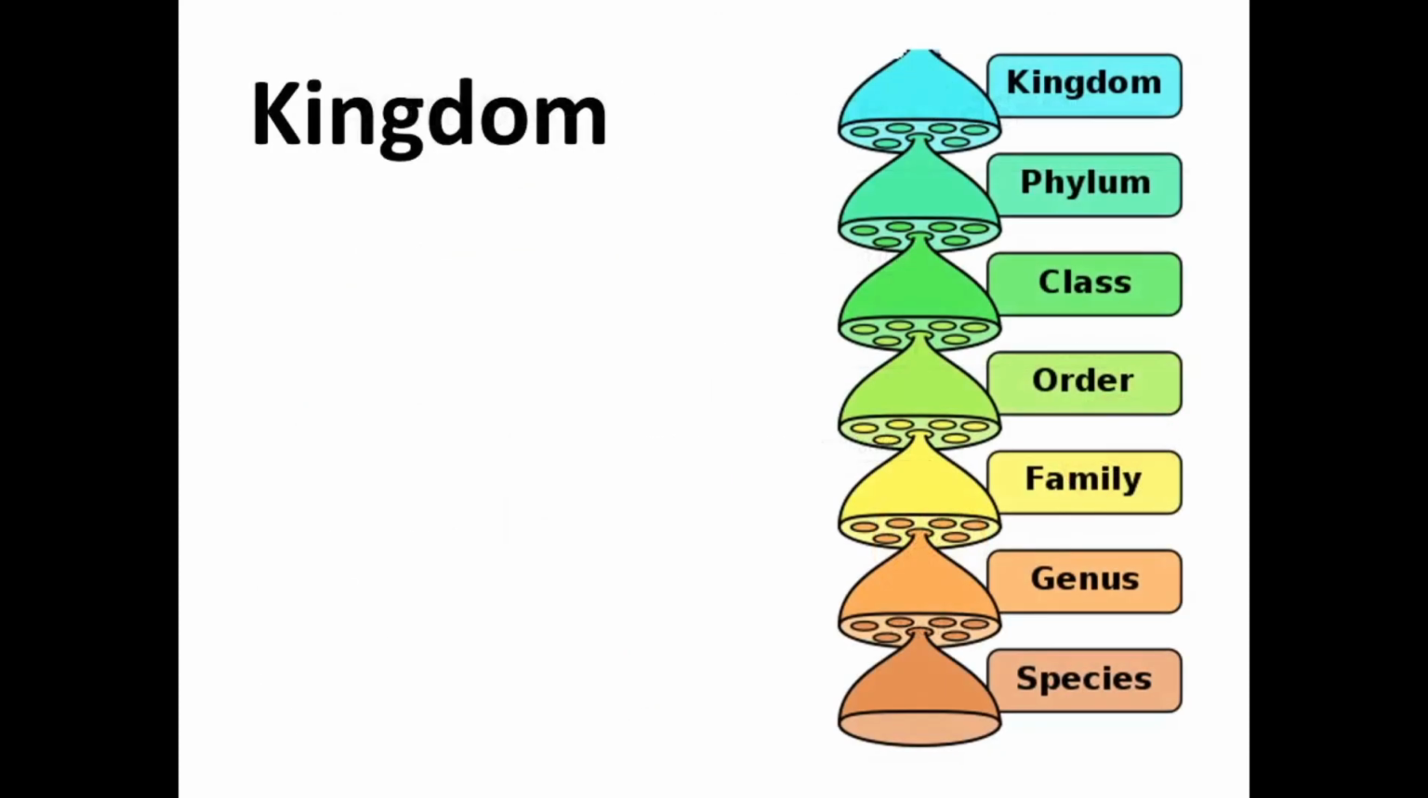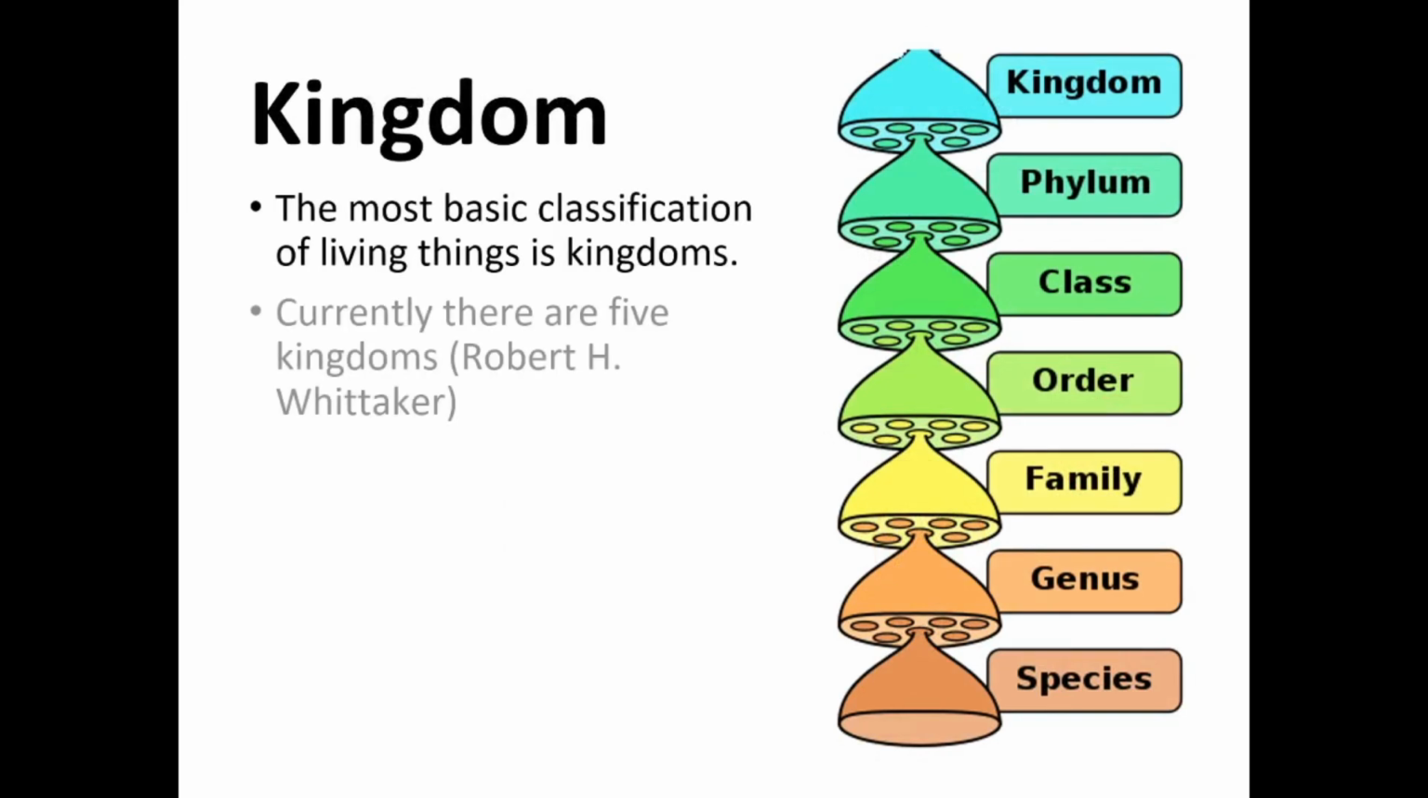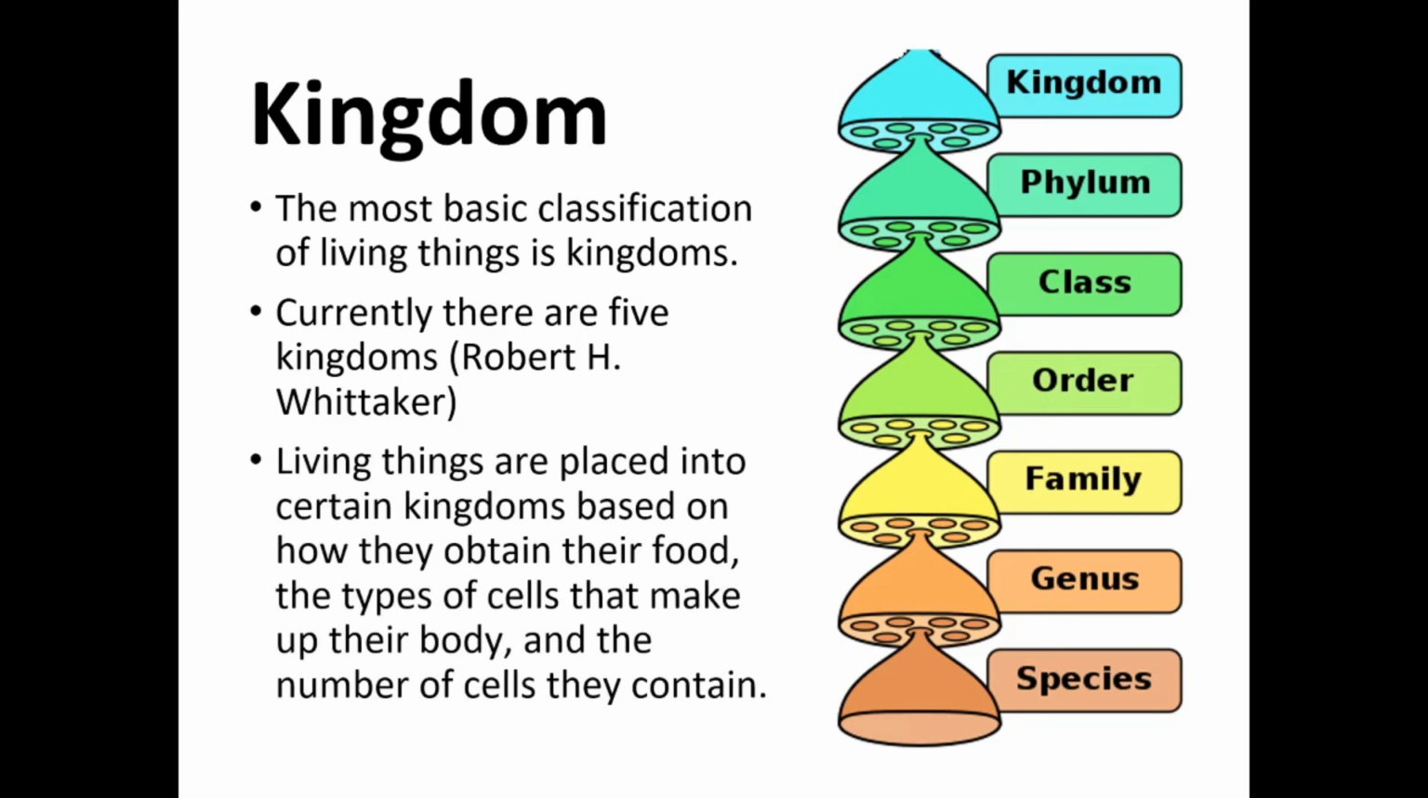Next, we are going to discuss about kingdom. The most basic classification of living things is kingdoms. Currently, there are 5 kingdoms classified by Robert H. Whittaker. Living things are placed into certain kingdoms based on how they obtain their food, the types of cells that make up their body, and the number of cells they contain.